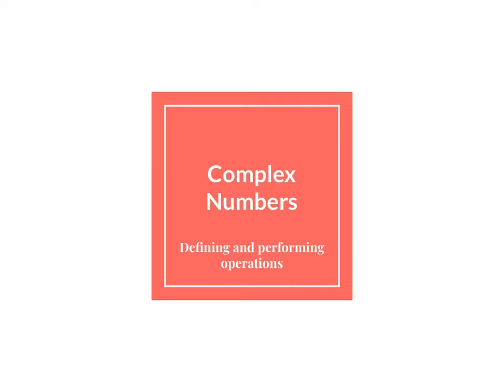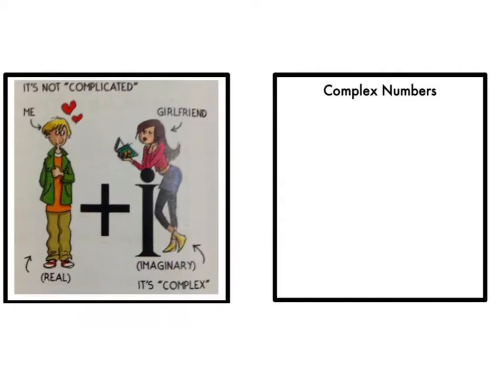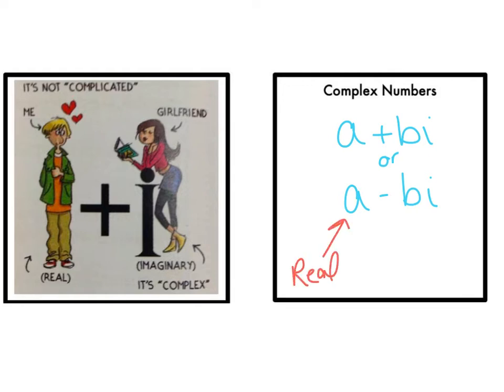Let's examine complex numbers in this lesson. So essentially we're looking at what are complex numbers and how do I simplify them. Complex numbers are defined as a plus bi or a minus bi. So you'll often hear it a plus or minus bi, where a is the real portion coming from the real number system, which includes natural, whole, integer, rational, real, irrational numbers. And this part is coming from your imaginary number system, like the square root of -1. Together, it makes up the complex number system.